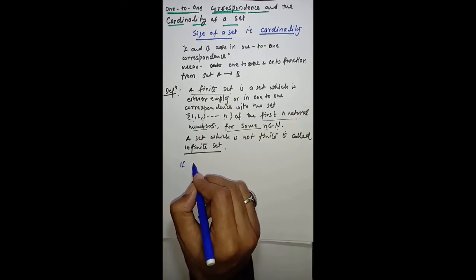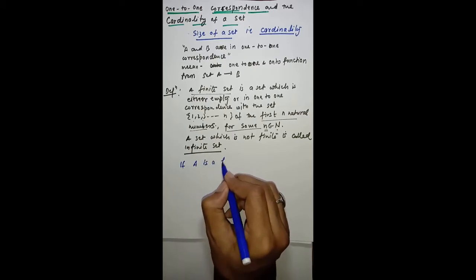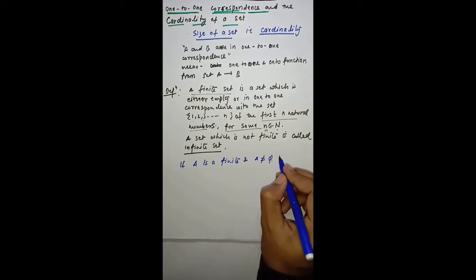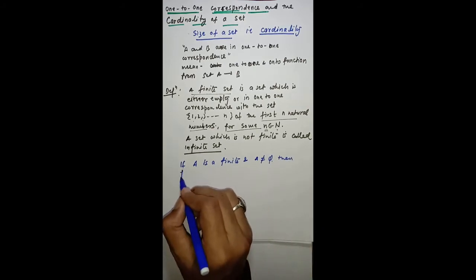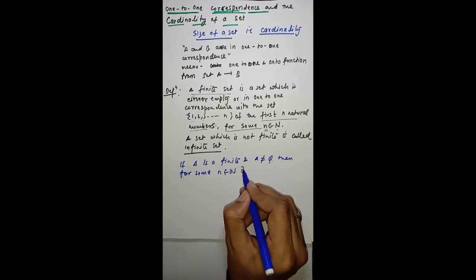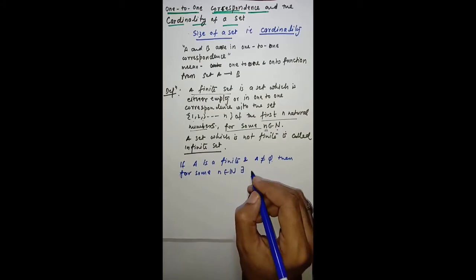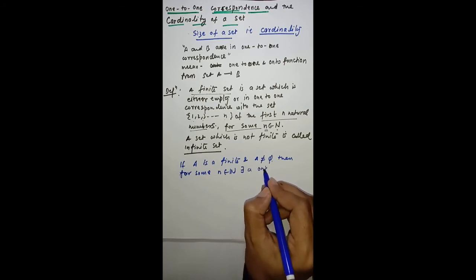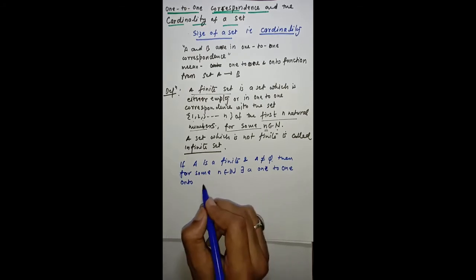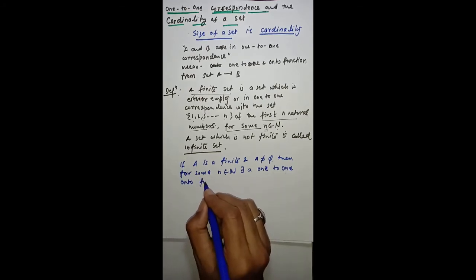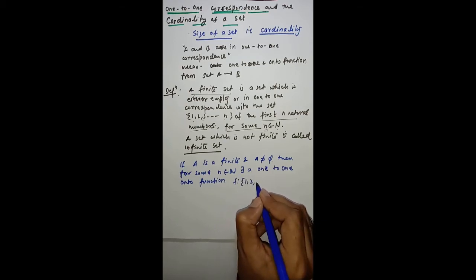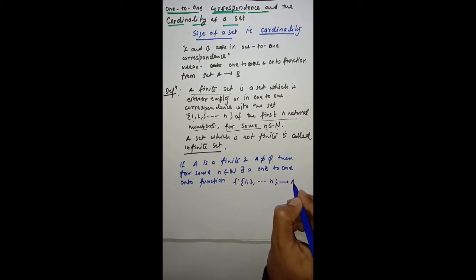If a set A is finite and A is not empty, not a null set, then for some natural number n there exists a one-to-one onto function, that means a one-to-one correspondence, f from the set {1, ..., n} to the set A.